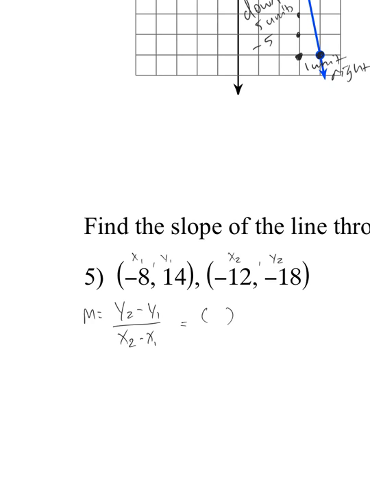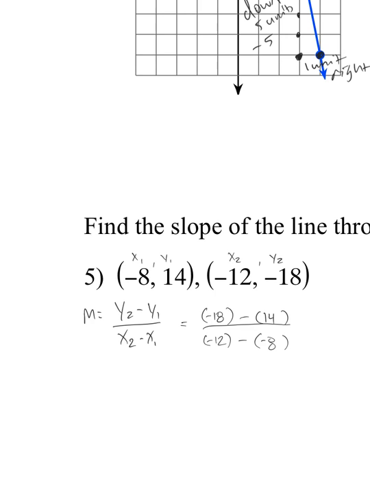What are we going to substitute in for y2? Negative 18. So y2 minus y1, positive 14. Sorry, guys, for the technical difficulties here. First time using this technology. And then we're going to do x2 minus x1. So what are we substituting? x2 is negative 12, minus x1 is negative 8.